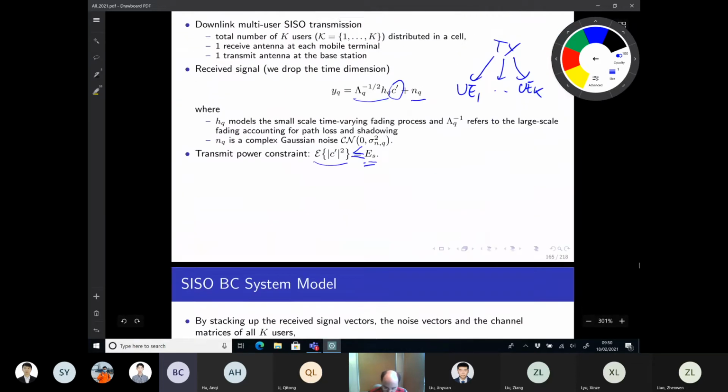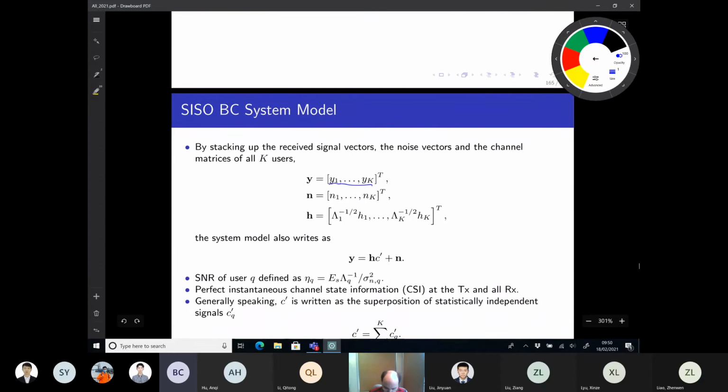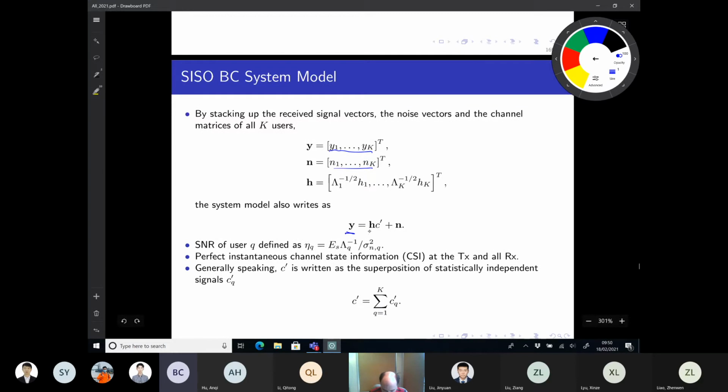Same as before, I can also write this as a vector channel. I take all those y_q and stack them up. I have a vector of noise because I have K sources of noise, and I have a vector of channel gains. Now x here is a sum of different symbols that I will transmit to those different users: the symbols for user 1, for user q, and I will superimpose the symbols of those different users. So I will do a superposition of independent signals x_q prime.